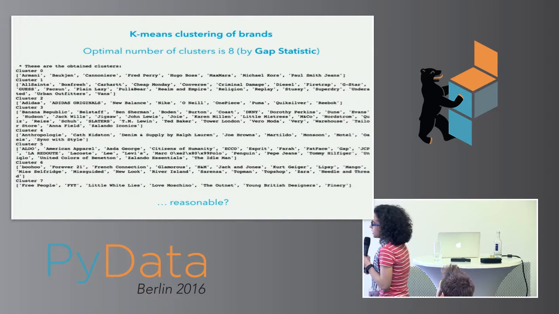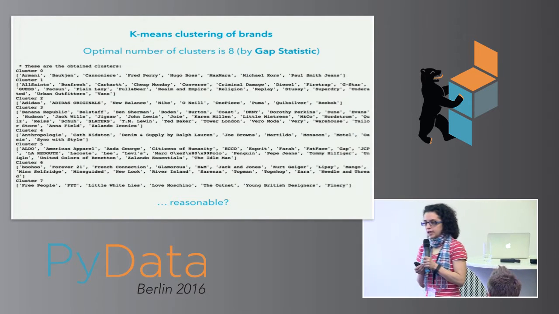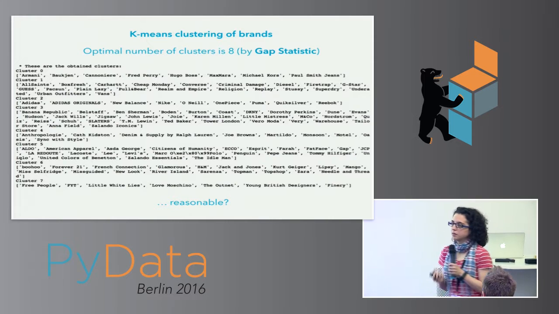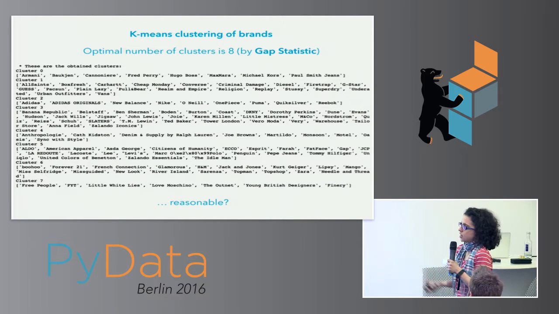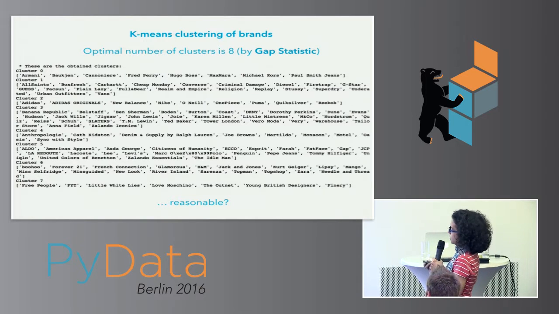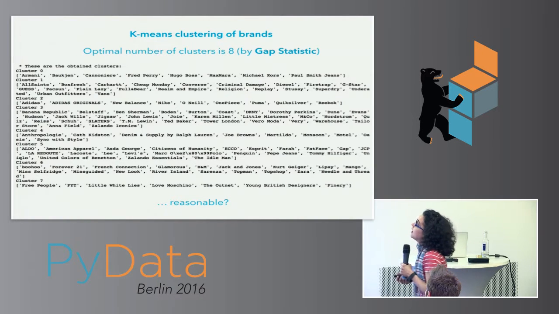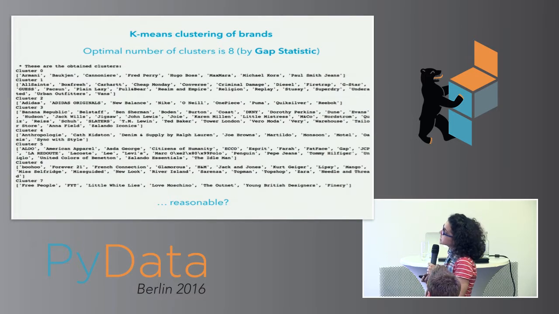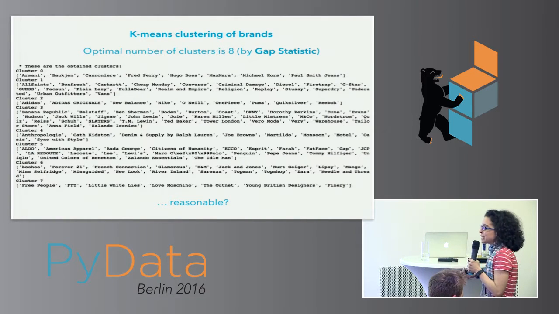Another sanity check is to cluster the brands to see whether we have some patterns emerging, so brands which are actually similar to each other. What we do is a k-means, of course, whereby you can derive the optimal number of clusters. It has to be 8 with this number. So you see that it pretty much makes sense.